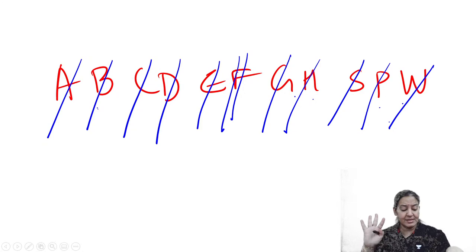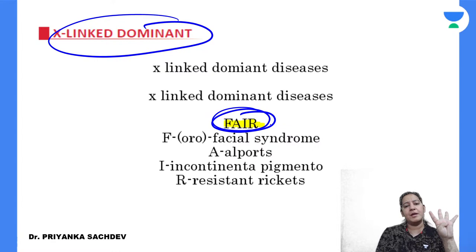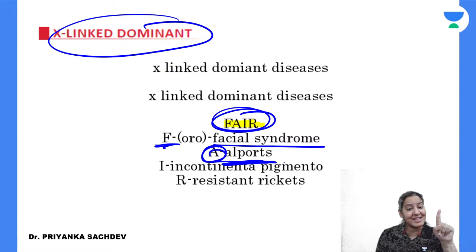Come to the third mnemonic, X-linked dominant. In X-linked dominant, there are only four main diseases on which MCQs come. The mnemonic is FAIR. F-A-I-R. So F stands for focal dermal hypoplasia. A is for Alport. Multiple times a question has come on Alport. You already know Alport is X-linked dominant. I is incontinentia pigmentosa. And R is resistant rickets.